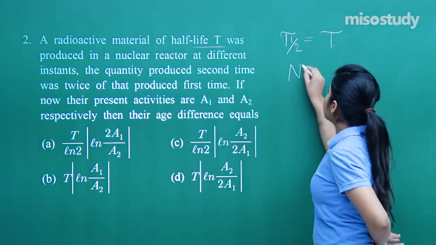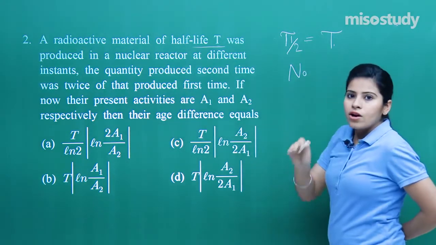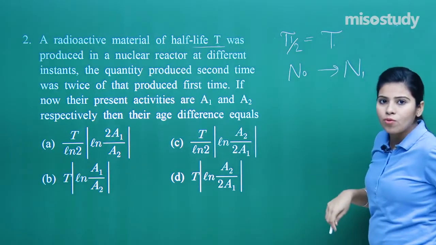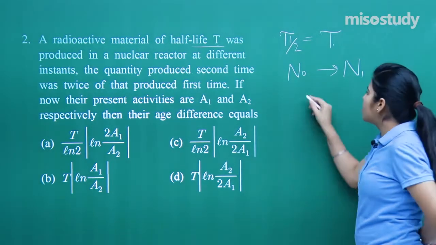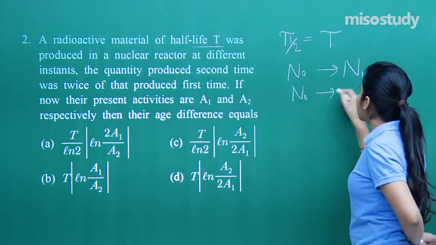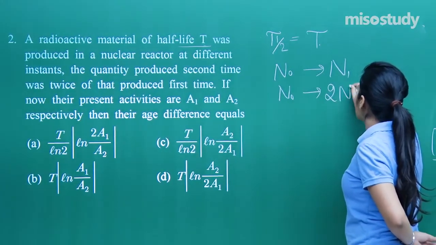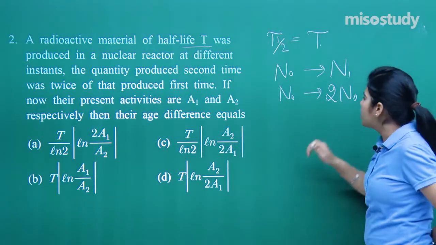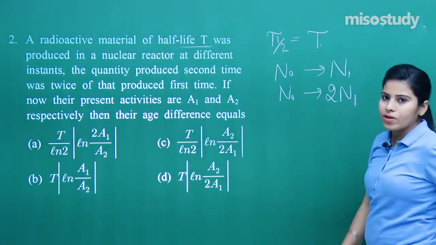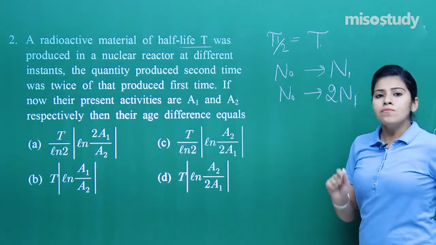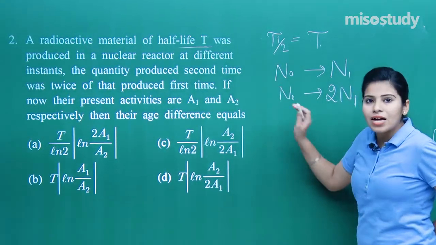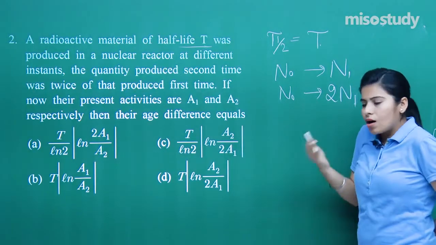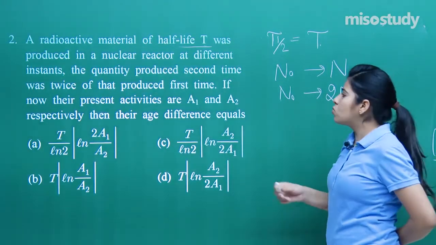Suppose initially it was N0, first time it became N1, and for the second time it would be 2 times of N0. That means twice of that produced the first time. So let me just write here 2N1. I am not going to use these statements, I am just writing it because it has been given. And after that we will see what we have to do.